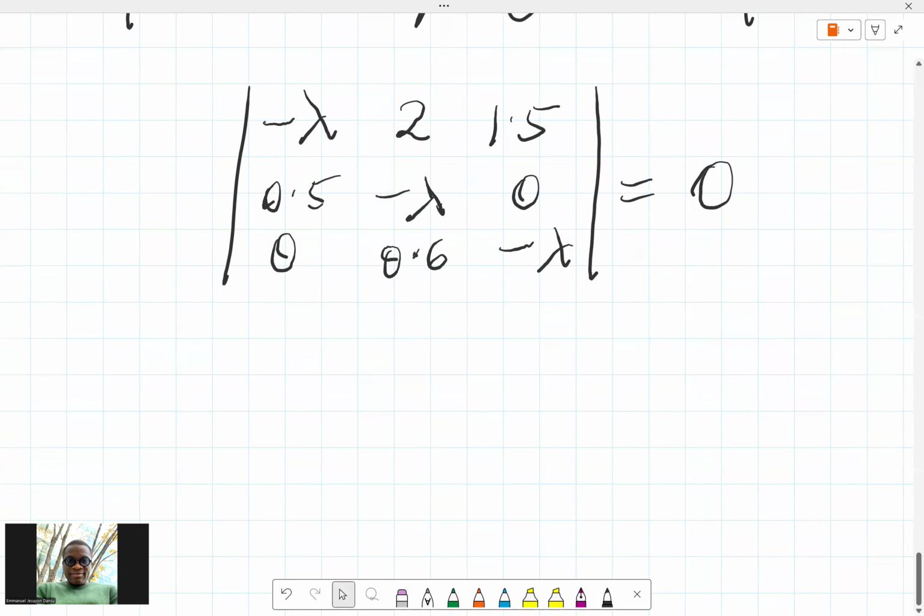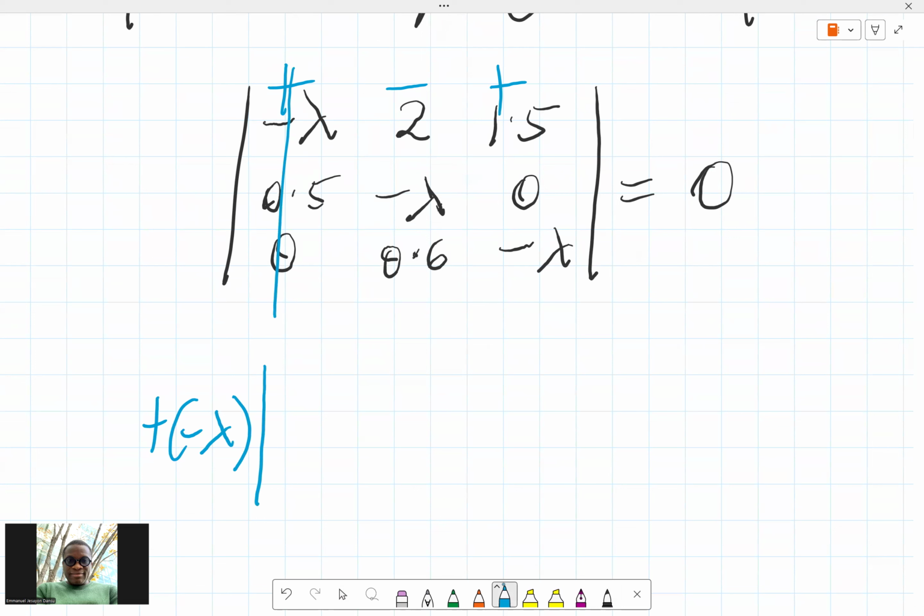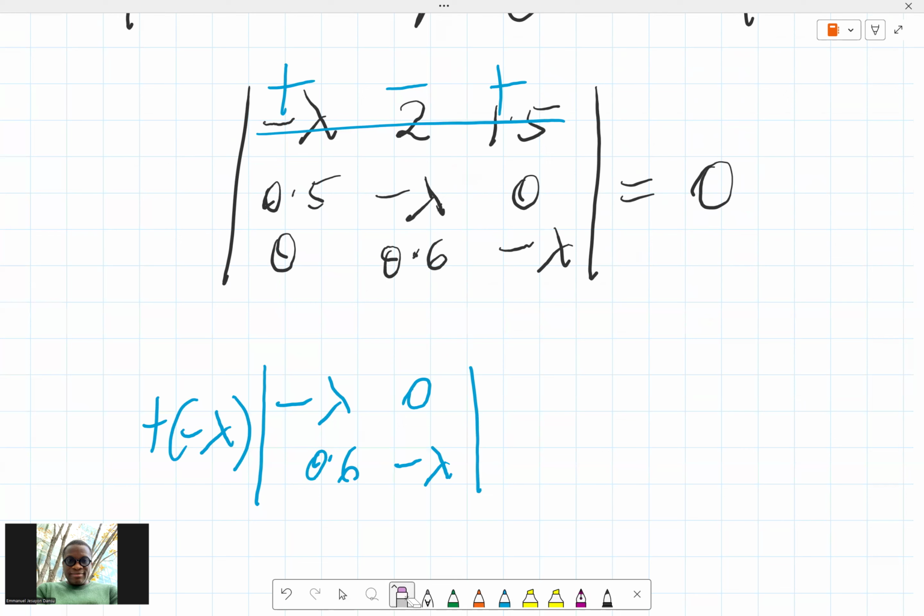So we can find the determinant now. And I have a whole playlist on matrices where you can understand the idea of determinants and all of that, so you can refer to that. Okay, so now to get the determinant, we have to say this is plus minus plus, meaning that the first one we have plus into minus lambda into, so cross out its row and its column. So we have minus lambda, 0, 0.6, minus lambda.